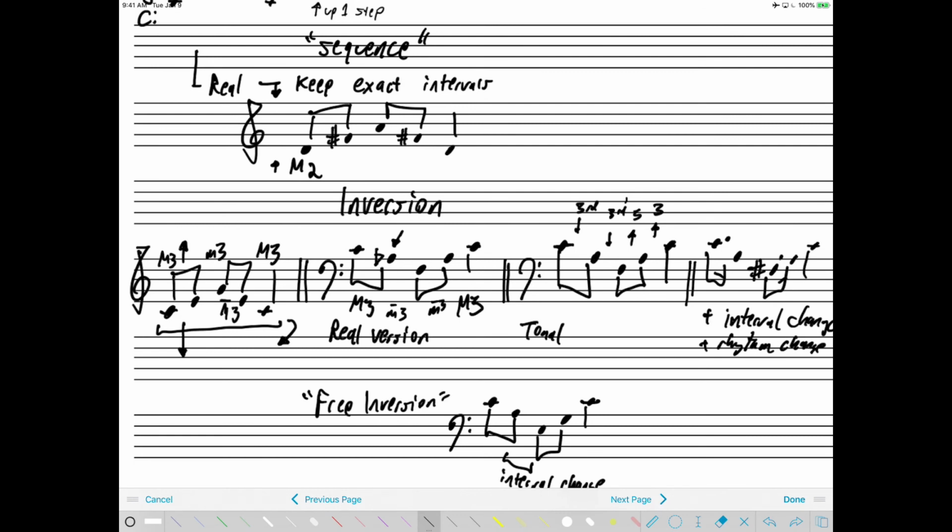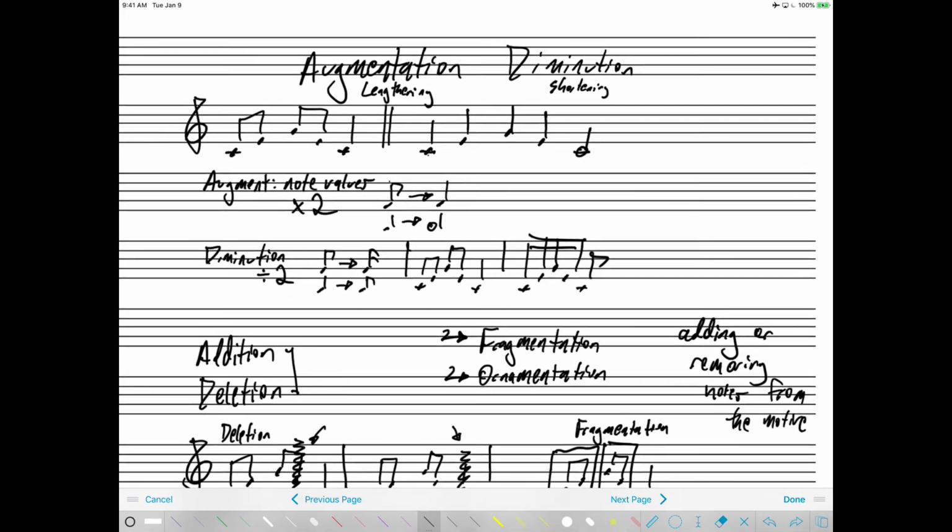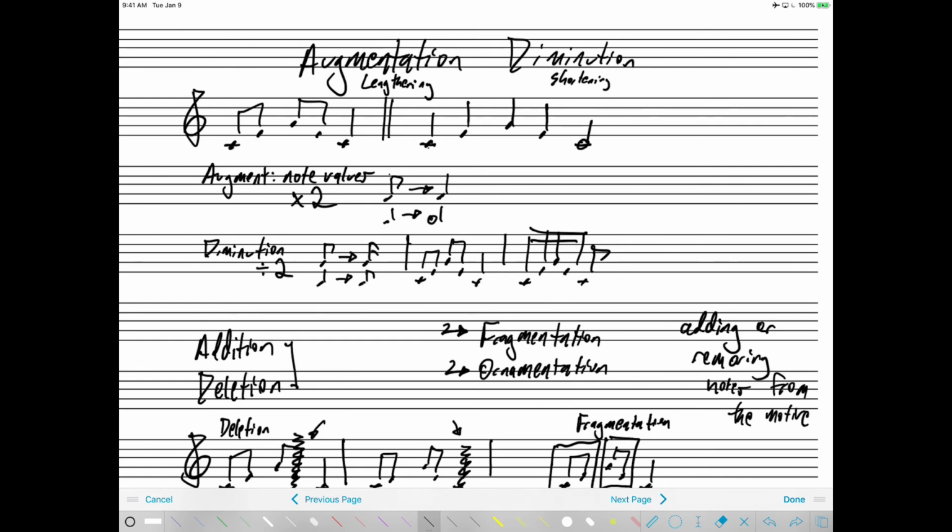We then saw inversion, and that could be real or free as well, where we took the motive and flipped it upside down. If it's real, we kept the exact intervals with not just the number, but also the quality of the interval. And if it was tonal, then we stayed in the same key, we just kept the number of the interval and not the quality. We then looked at some exact rhythmic change. We saw augmentation and diminution.